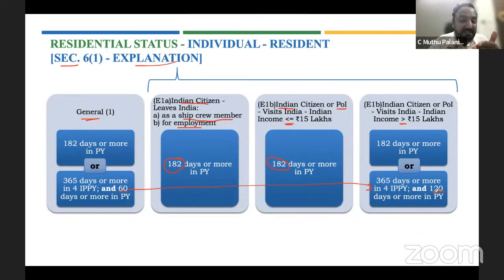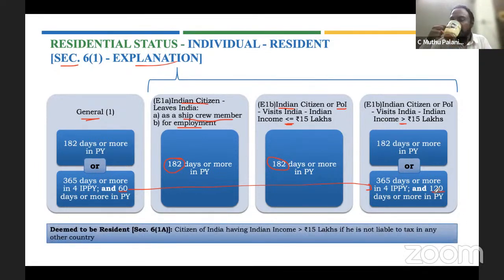Now we also said there is another category called deemed resident. So what do you mean by deemed resident? Deemed resident is considered under section 6, subsection 1A. Whenever you are not able to identify under section 6, subsection 1 through the basic condition, you should check whether you are a deemed resident under subsection 1A. So what is a deemed resident? It is only for a citizen of India. It is not for a person of Indian origin. It is only for a citizen of India whose Indian income is greater than 15 lakhs.